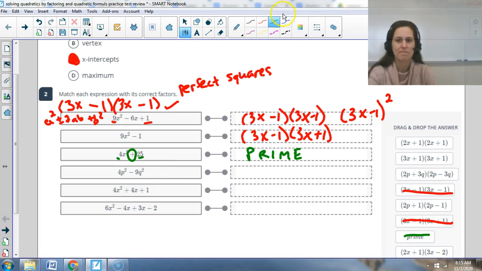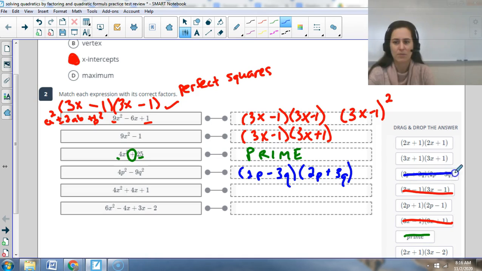The next one, we have difference of two perfect squares again. 4 and 9, any even exponent are all perfect squares. So if I take the square root of the first term, you'd get 2p. Take the square root of the second term, you'd get 3q. Then we do the same thing, but we switch the signs so that the middle term can cancel out. So that would be this one.